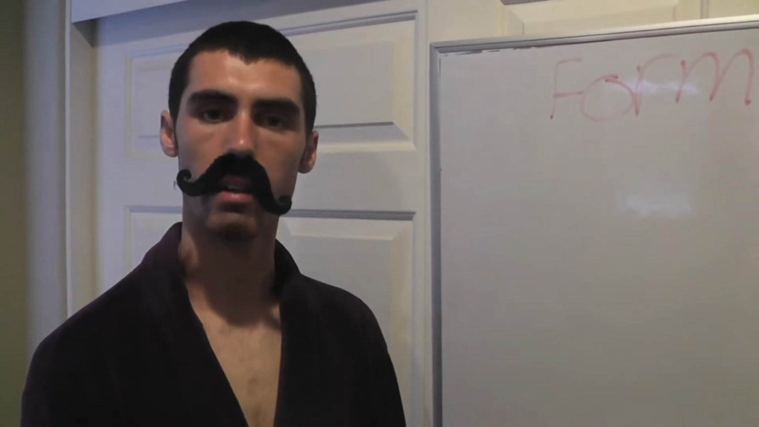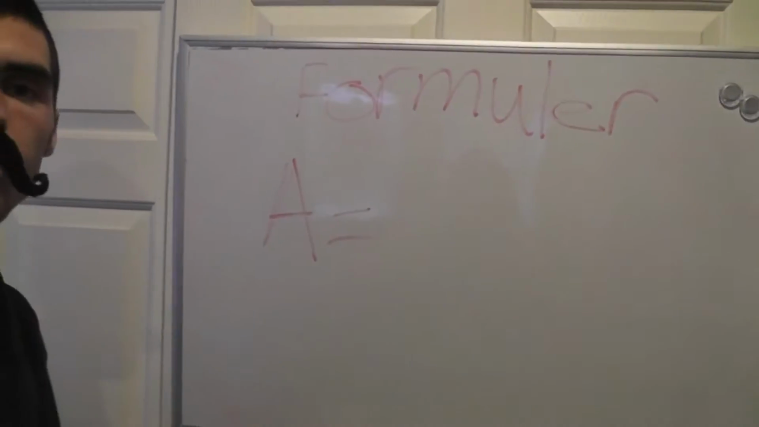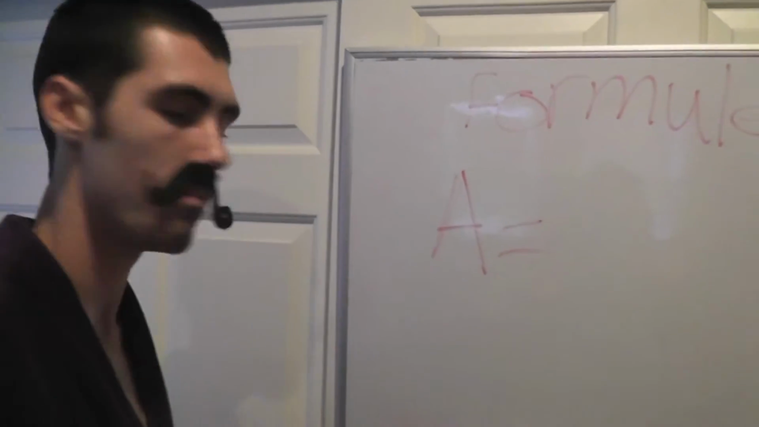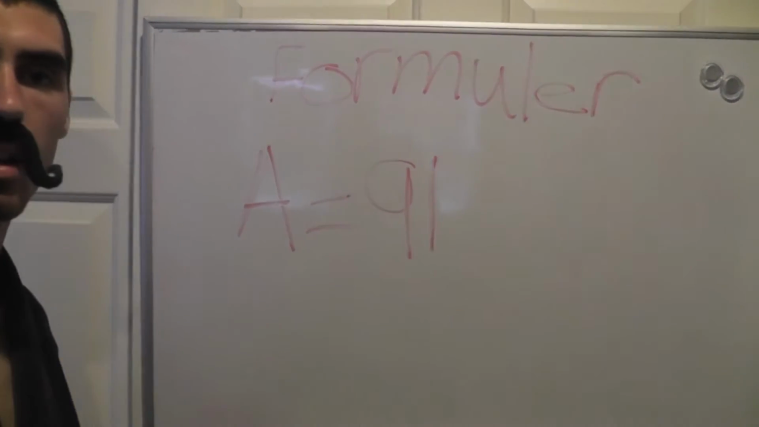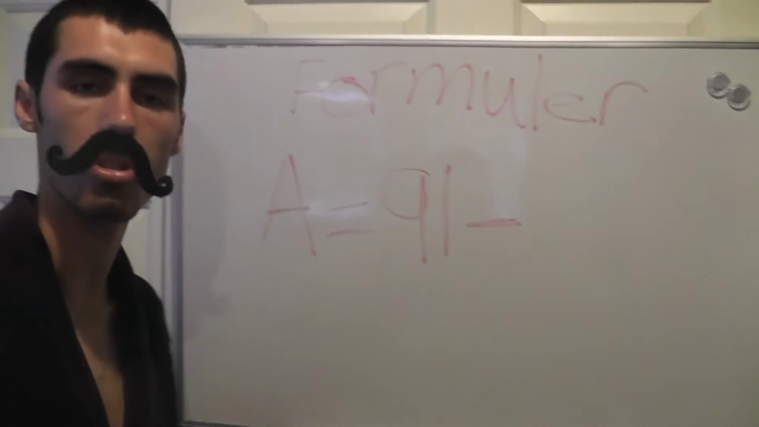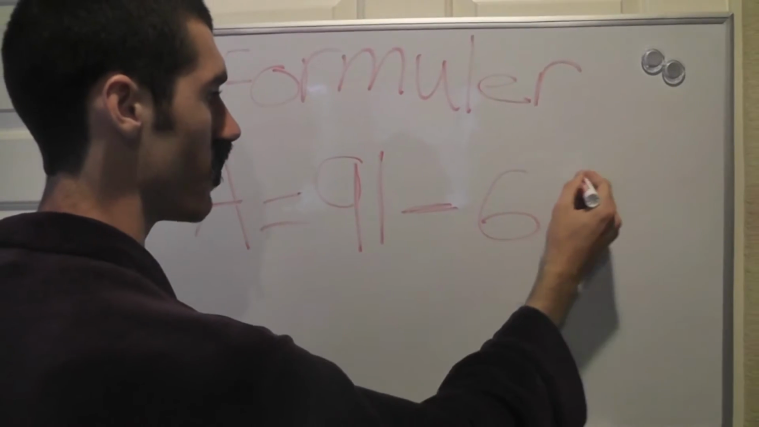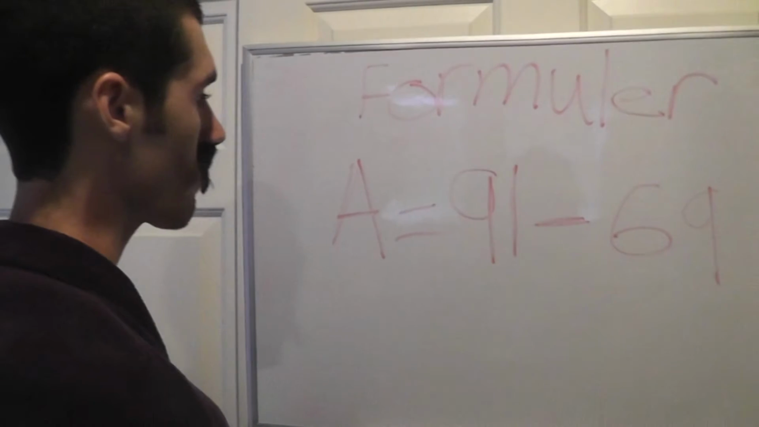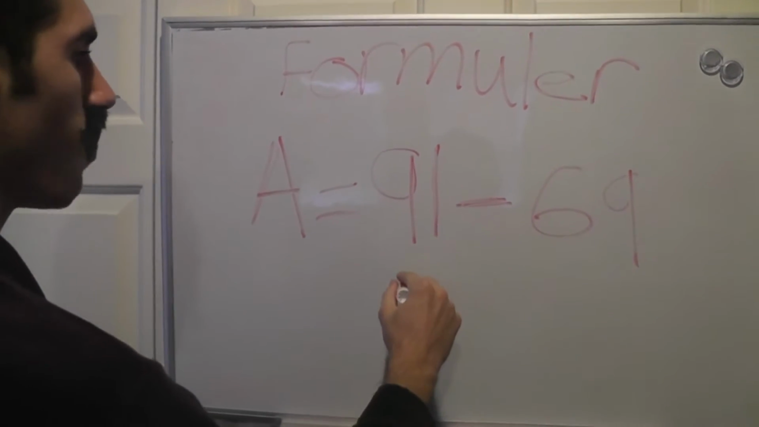Now let's start with A. A is the current difference in temperature of my tea. Meaning, my tea was 91 degrees Fahrenheit now. And so I must subtract the outside temperature, which according to AccuWeather.com is 69 degrees Fahrenheit. So, 91 minus 69 is 22.